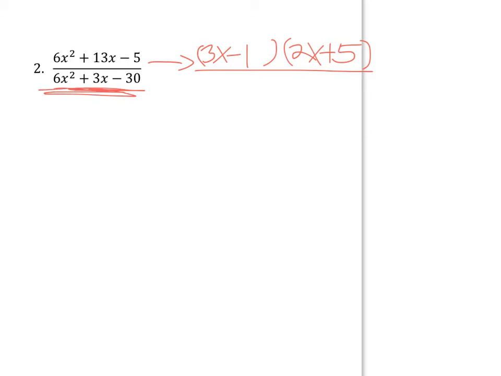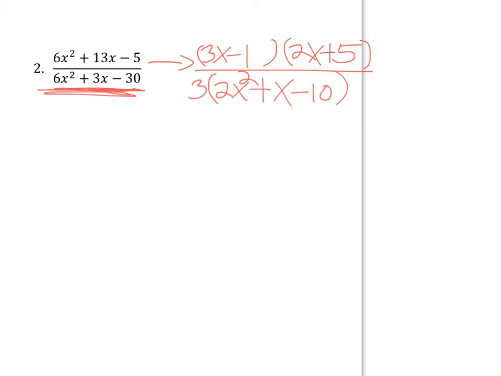So I factored out this, the 6x squared plus 3x minus 20. Well, actually, the one good thing we could do is this, there's a GCF. And the GCF is 3. If I pulled out a 3, then I would get 2x squared plus x minus 10. And then from here, I want to factor this, the 2x squared plus x minus 10.